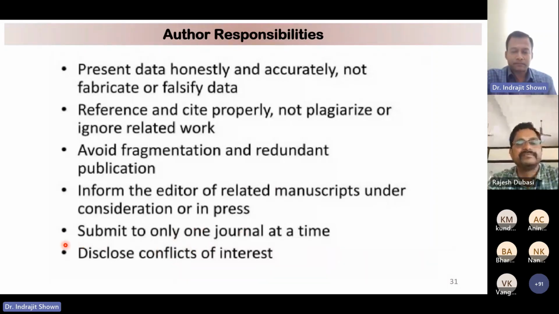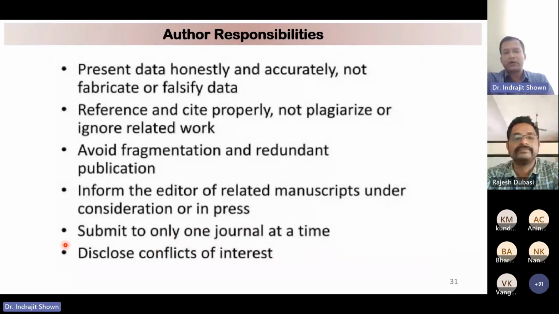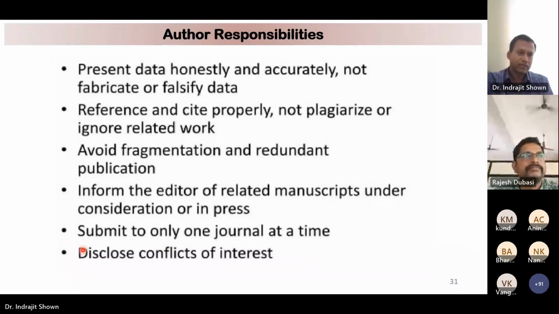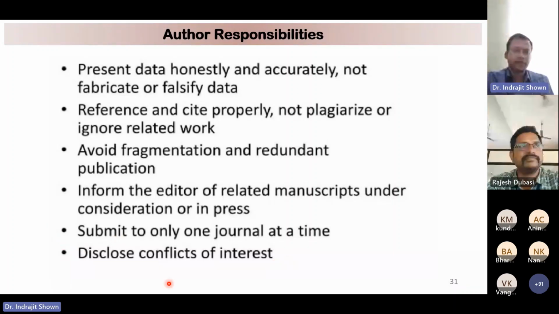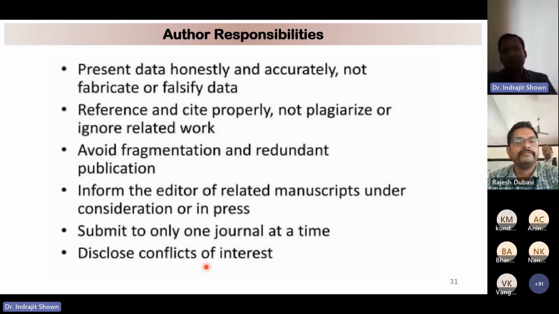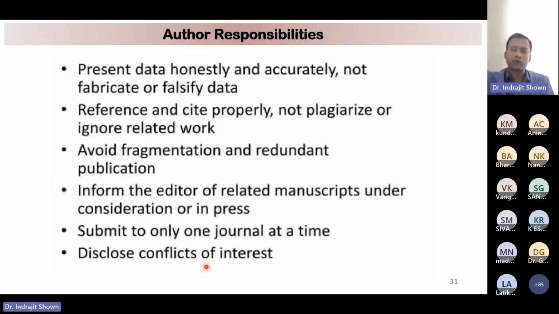Submit to only one journal at a time. I think most of the time we also find that some people submit simultaneously to two journals. This is also another wrong approach. Then, you have to disclose conflicts of interest, because sometimes your research work may conflict with another research group. You should disclose that so-and-so researchers are working on this, and ask them to avoid sending the review to those groups. You can mention that, and the editor will follow those instructions.